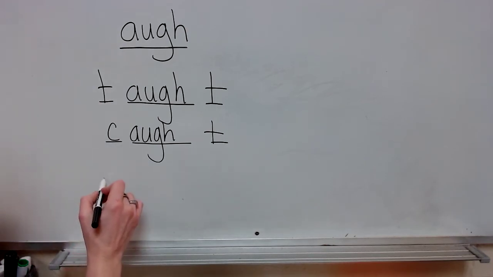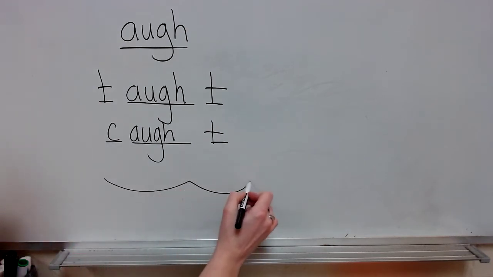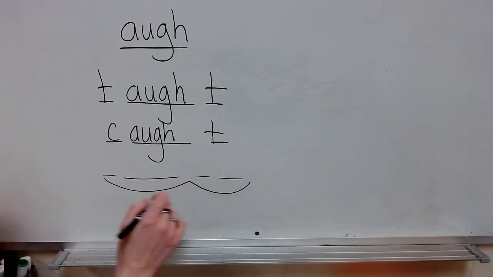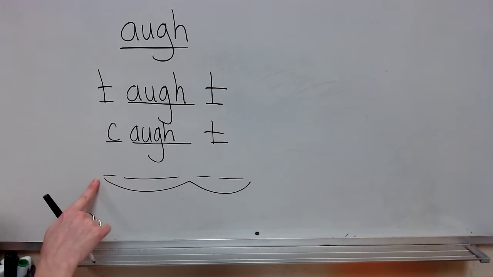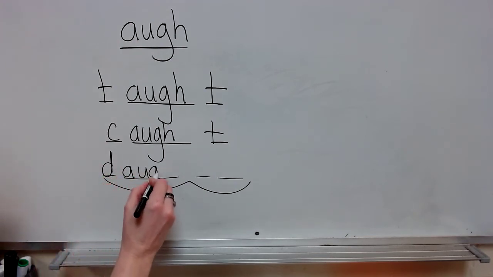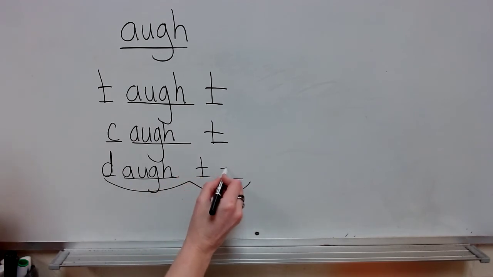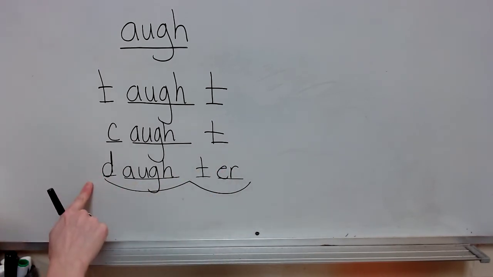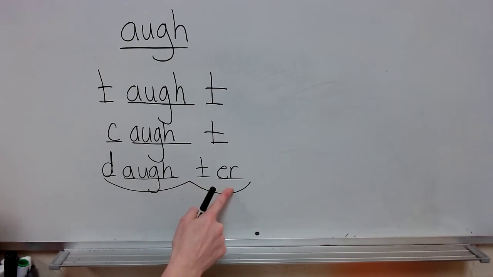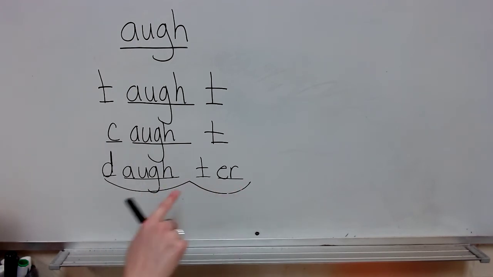The next word is daughter. The syllables are da-ter. Let's stretch. D-aw-t-er. Write the spelling for daughter. Check it and correct it. What word? Spell daughter. What word? Yes, daughter.